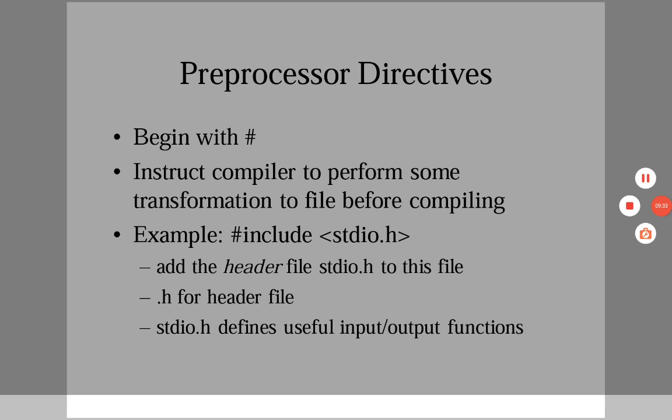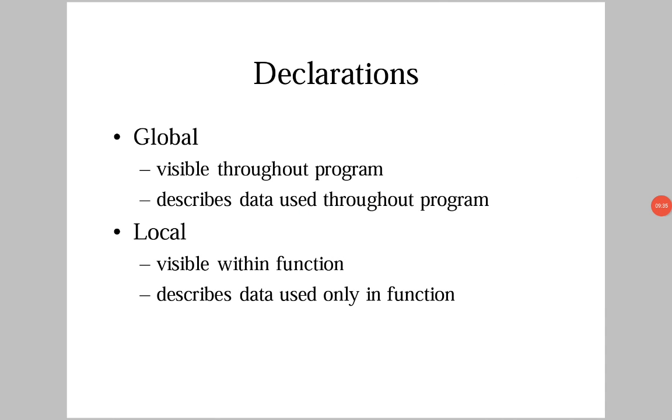And declarations. What is a declaration? Declaration of variables. So how to declare variables in C language? Generally in C language, declaration of variables is done in two ways. The first one is global declarations, and the second one is local declarations. Global declarations are visible throughout the program and describe data used throughout the program. Local declarations are visible within the functions only and describe data used only in functions.